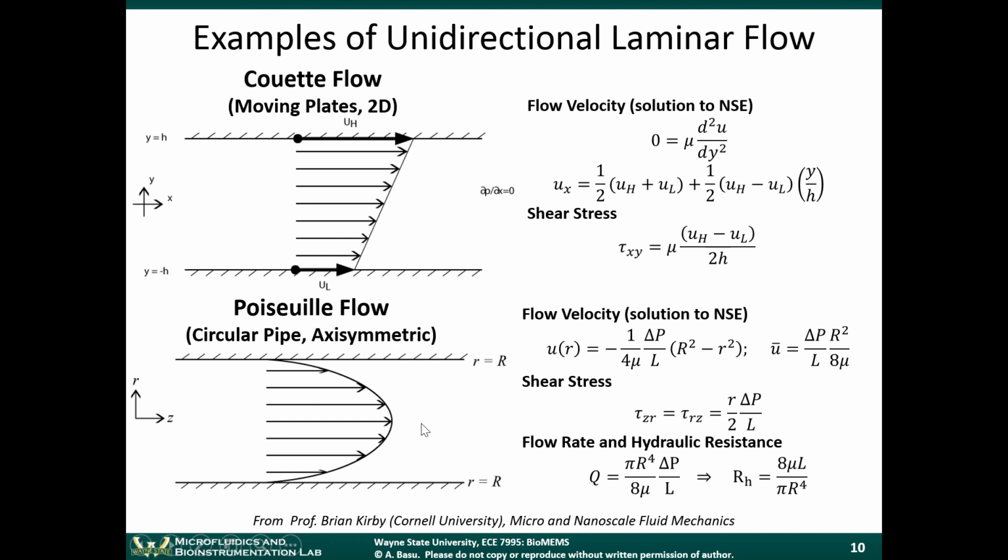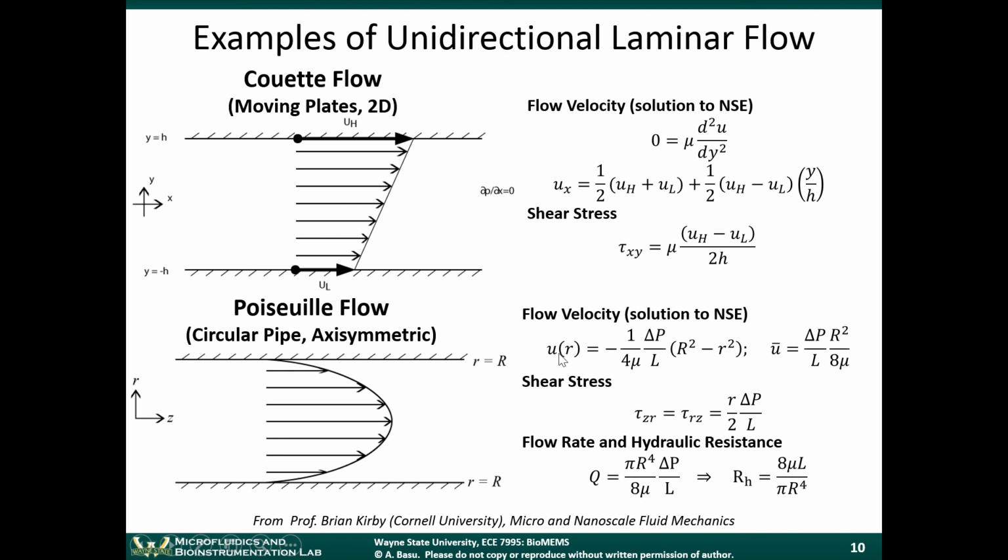It's symmetric as you go around the circle. So the solution to the Navier-Stokes equation is a function of r, the radius. Again, I mentioned that it's axisymmetric. It's not a function of the polar coordinate, theta. It's just a function of the radius.